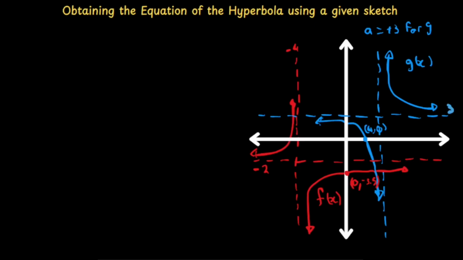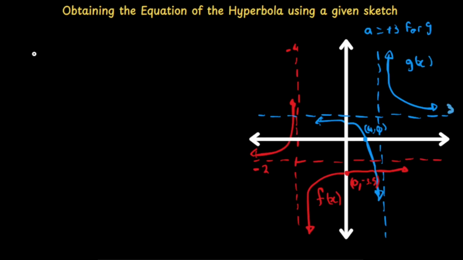Okay guys, so we are now moving on to obtaining the equation of the hyperbola using a given sketch. And as you guys can see, I have sketched two different hyperbolas on a Cartesian plane, and we are now going to work with that in order to obtain equations for both these hyperbolas. The first hyperbola we are going to look at is the graph of f. And this is a function that has been sketched in red.